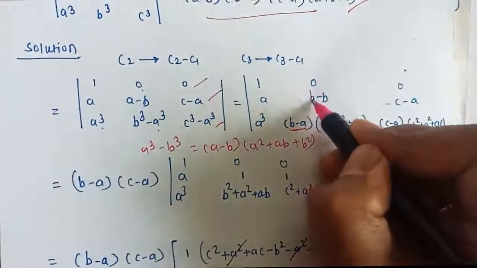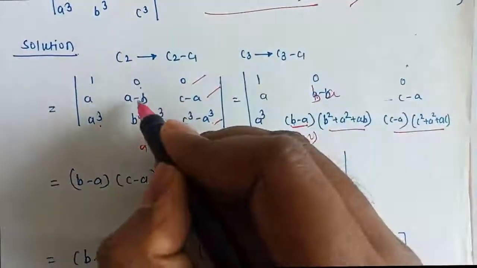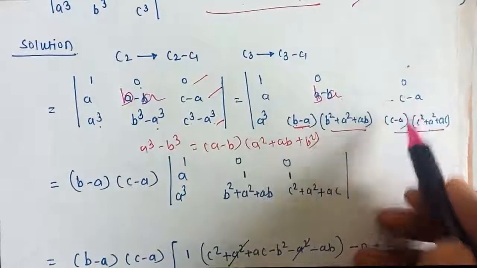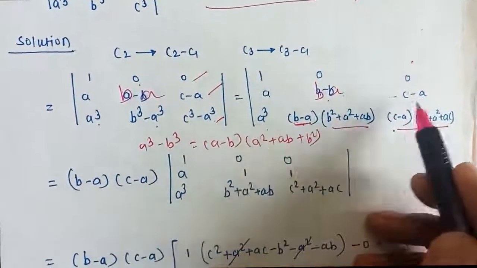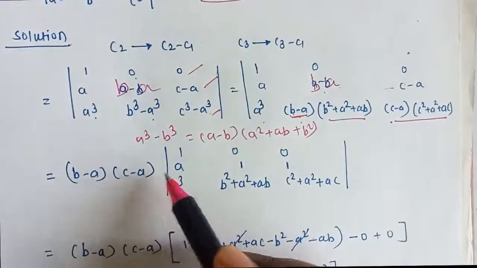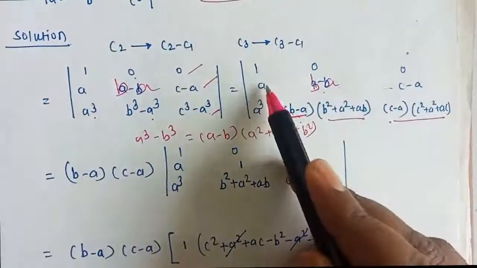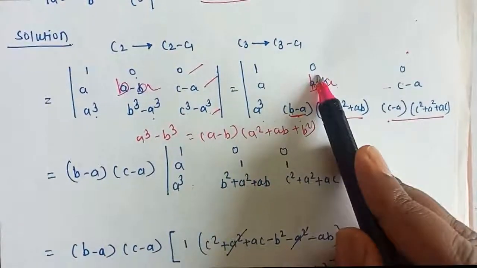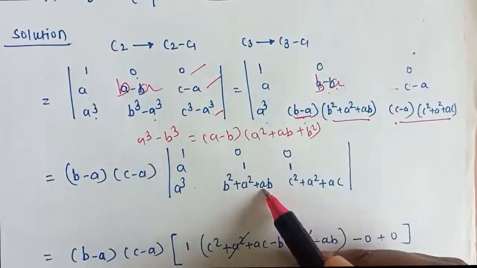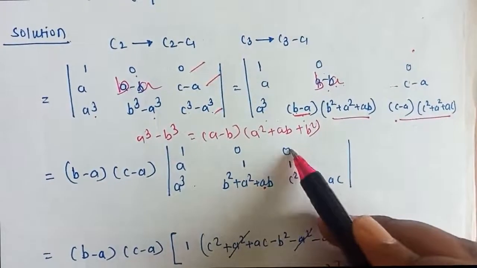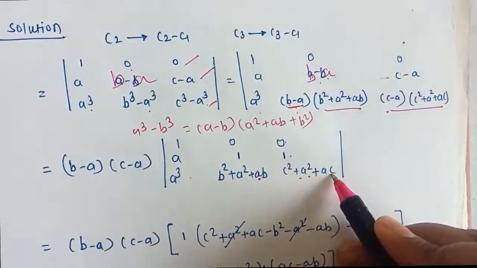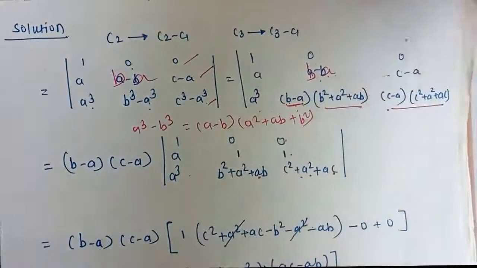so this should be b minus a, here also it should be b minus a, so b minus a common, and here also c minus a common. So take out b minus a common, c minus a common, so that's what I have done here: b minus a, c minus a, determinant of this. The first column is as it is, the second column is 0 1 b square plus a square plus ab, because I have taken b minus a already common. The third column is 0 1 c square plus a square plus ac, because c minus a is already common.